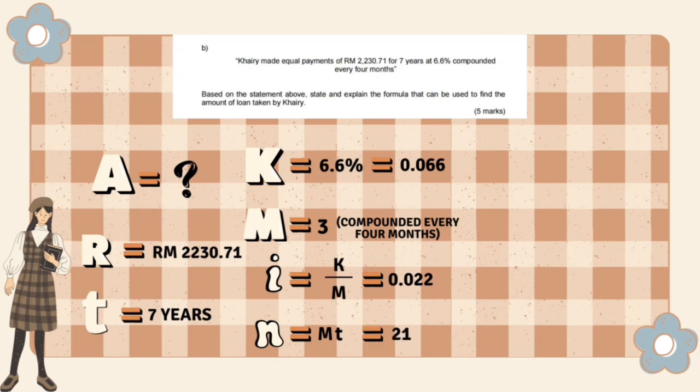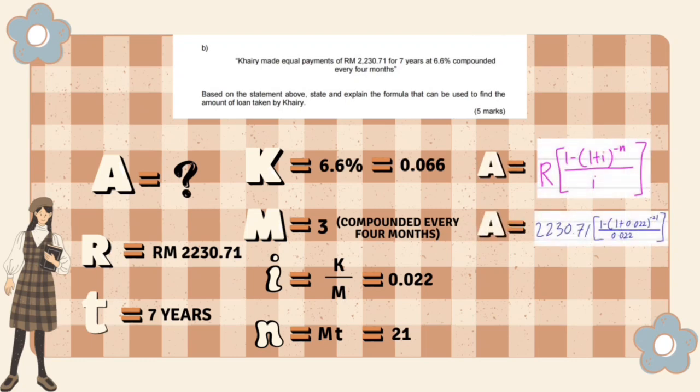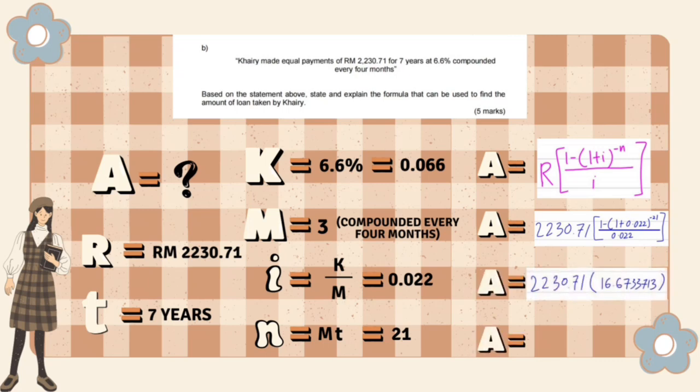Then this is the formula to find A. After that, just include the numbers according to the correct symbols and complete using the calculator. Finally, we will get the answer, which is RM37,193.46.